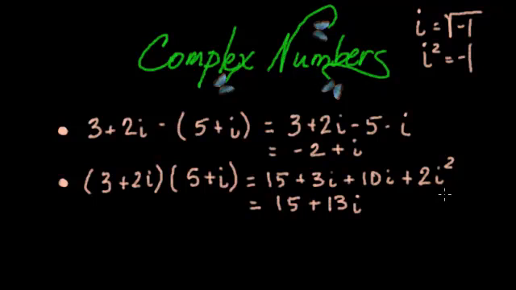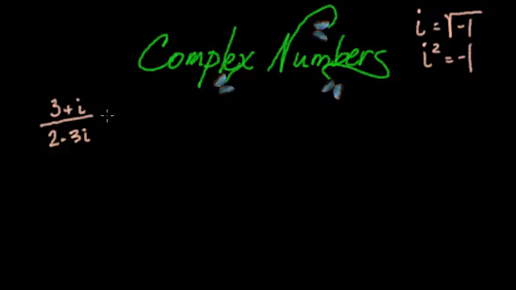Then the next little part is one that students tend to forget. Remember that i squared is a -1, so I can say plus 2 times a negative 1, and that would yield negative 2, so I can combine that with the 15, and I would get, oh, look there. Conveniently, this is 13 plus 13i.